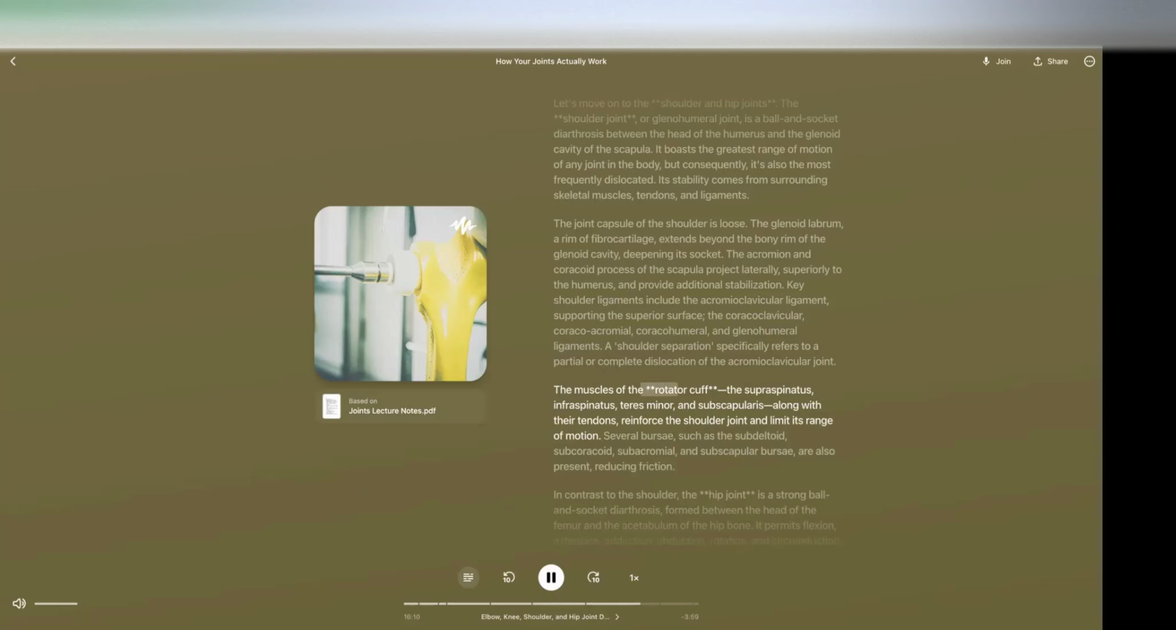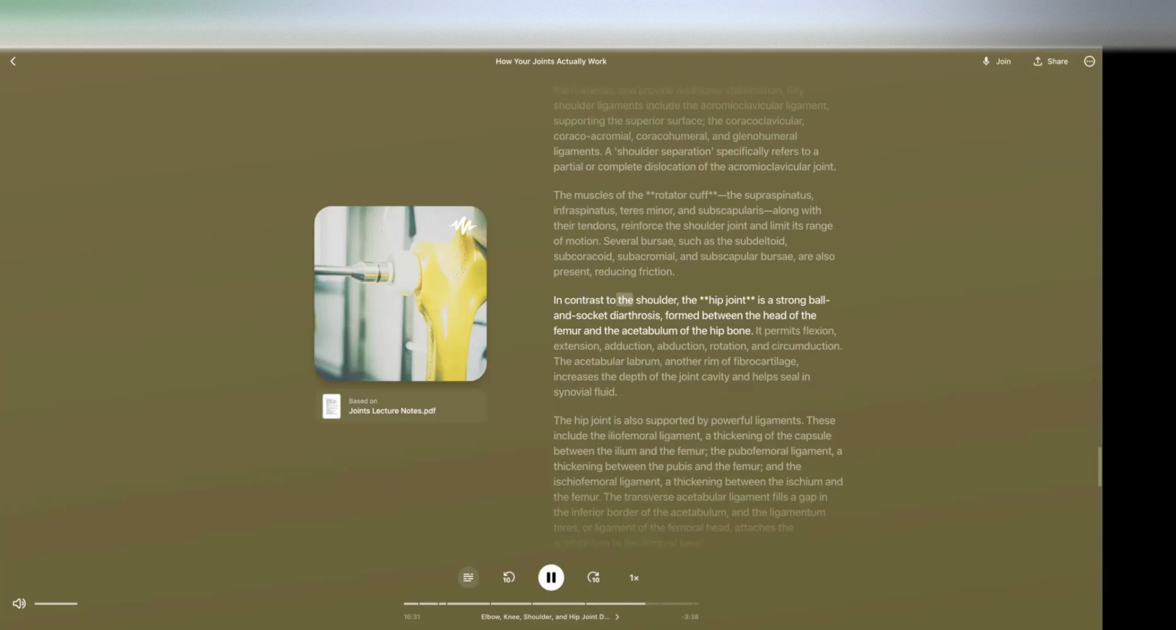The muscles of the rotator cuff, the supraspinatus, infraspinatus, teres minor, and subscapularis, along with their tendons, reinforce the shoulder joint and limit its range of motion. Several bursae, such as the subdeltoid, subcoracoid, subacromial, and subscapular bursae, are also present, reducing friction.